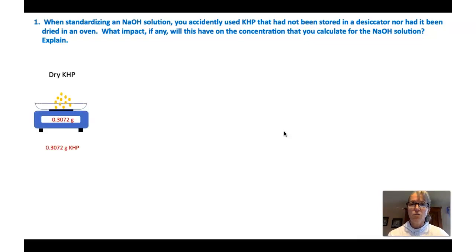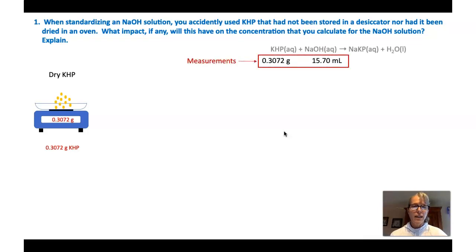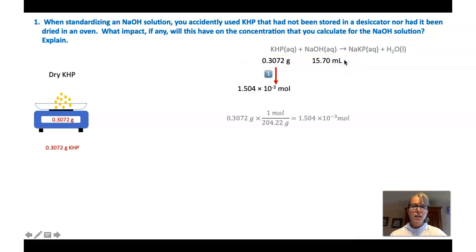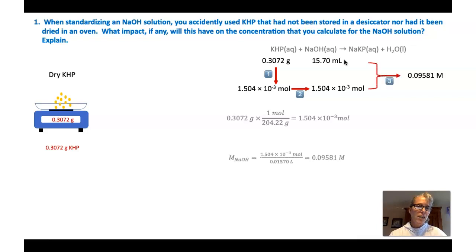All right, let's think this through. So ideally, we're going to use dry KHP, okay? And here's our equation. The measurements that we need are the mass of that KHP and the volume of the sodium hydroxide. We'll use that mass to get moles of KHP. We'll use that to get moles of sodium hydroxide. We'll take the volume and the moles together and we'll get our final concentration. So that's what's supposed to happen.